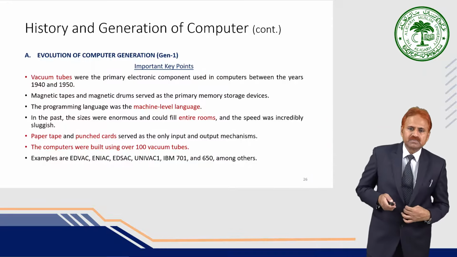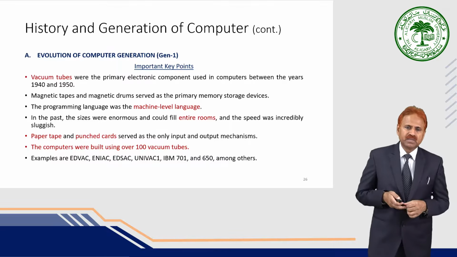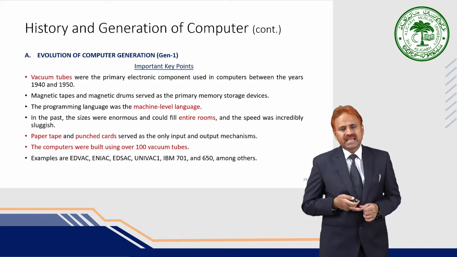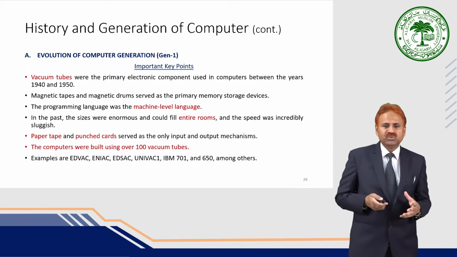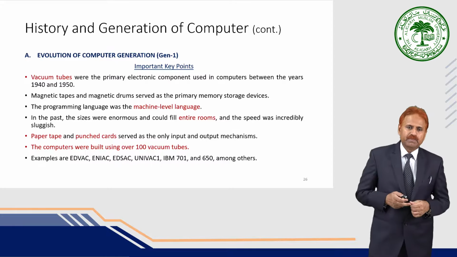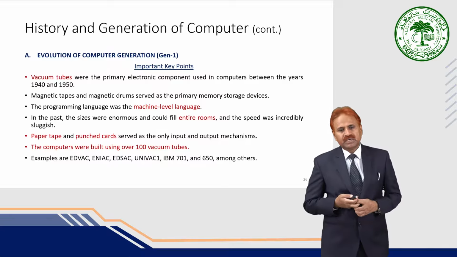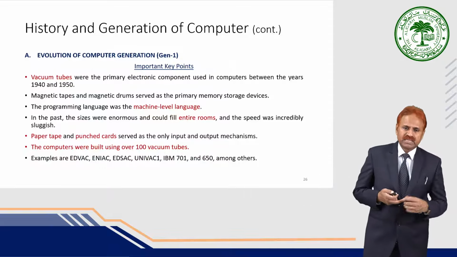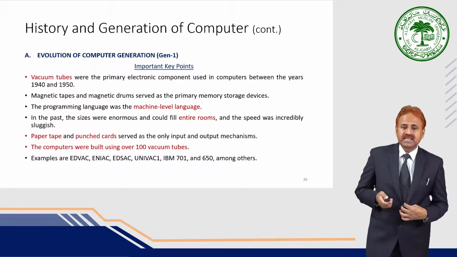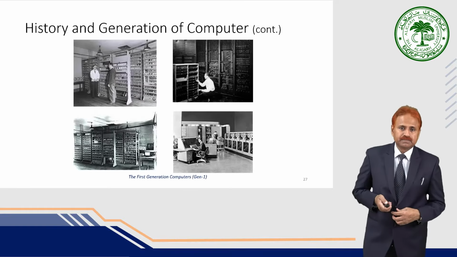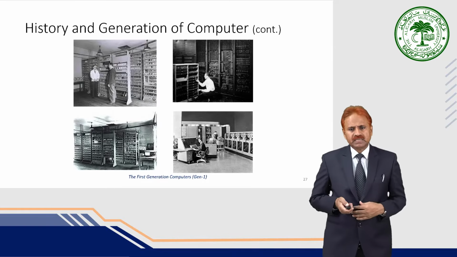Magnetic tapes and magnetic drums served as the primary memory storage devices. The programming language at that time was machine level language. In the past, the sizes were enormous and could fill an entire room, and the speed was incredibly sluggish. Paper tape and punch cards served as the only input and output mechanism. The computers were built using over 100 vacuum tubes. Examples of this generation of computers, as I have already told you, are EDVAC, ENIAC, EDSAC, UNIVAC, IBM 701 and 650, among others. These are some of the photographs of these first generation computers.